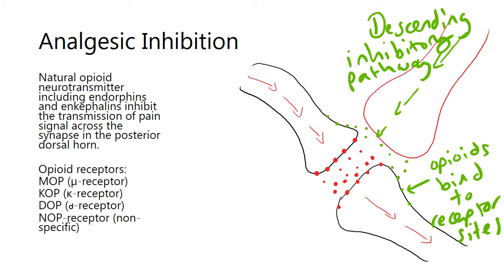Again, this is much less widespread throughout the central nervous system. And then we have the NOP or non-specific receptor, which there's less known about this particular receptor. We do know that with low doses of drugs that affect this, we see a hyperalgesic effect, so that will actually increase pain. And it's only with high doses of drugs that affect these that we'll see an analgesic effect.